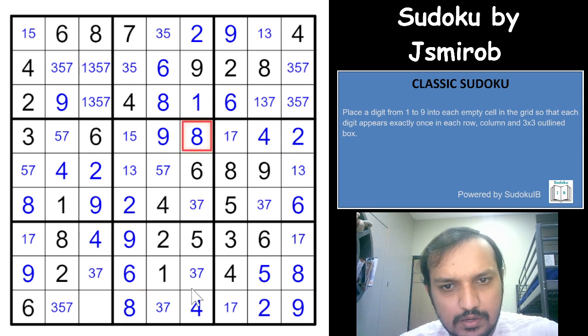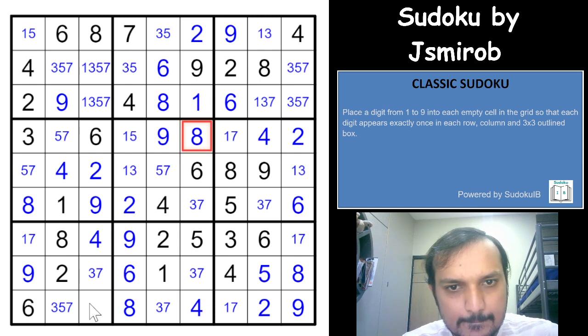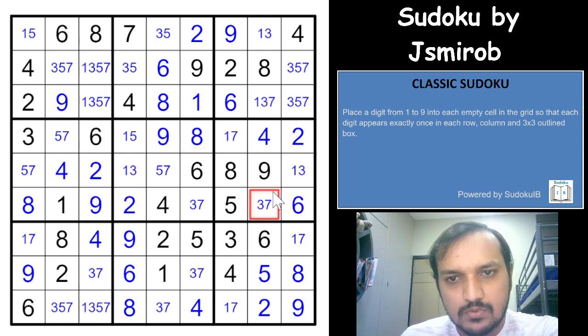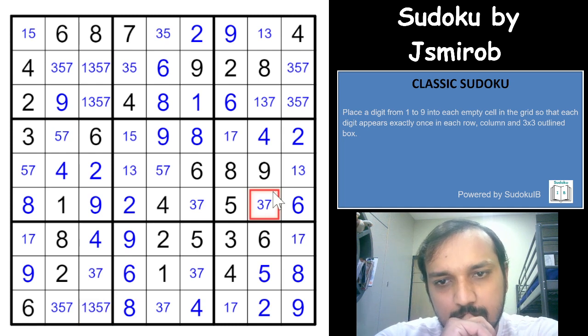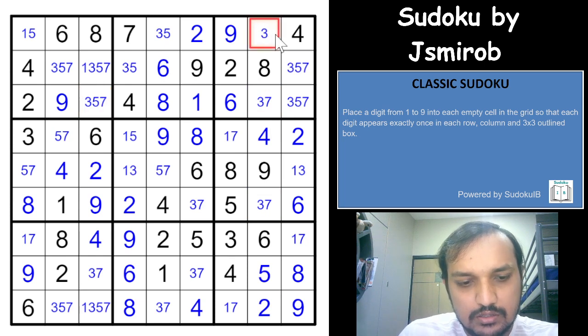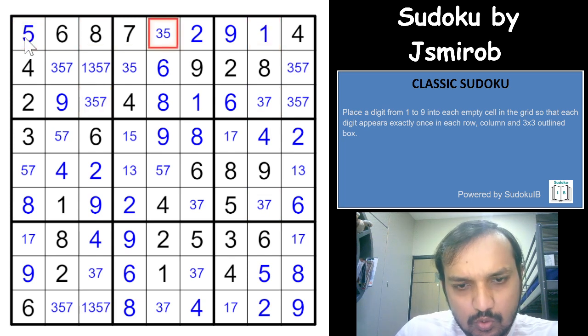You have a 3 7 pair here, 3 7 pair. I'm missing something. We should be missing something. You get a 1 here. That eliminates 1 from this cell. I forgot that, and that gives you a 1 here. That completes this Sudoku, I think.